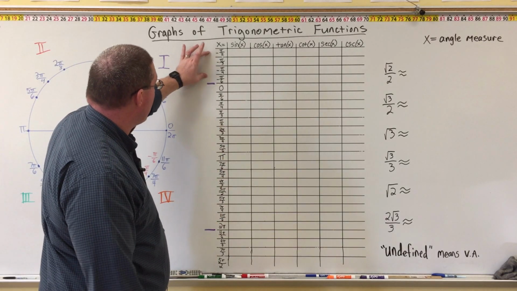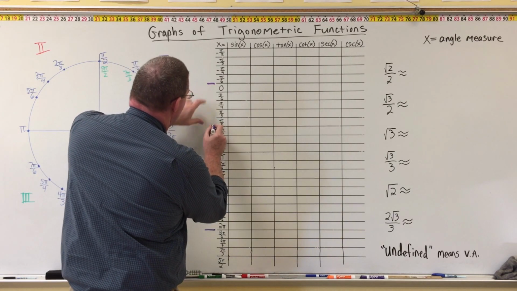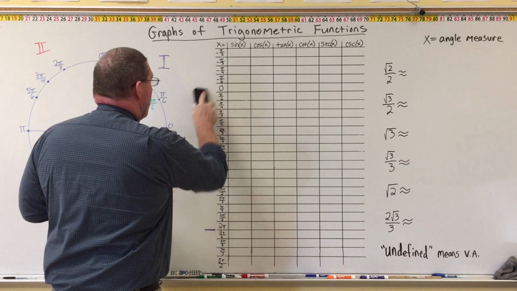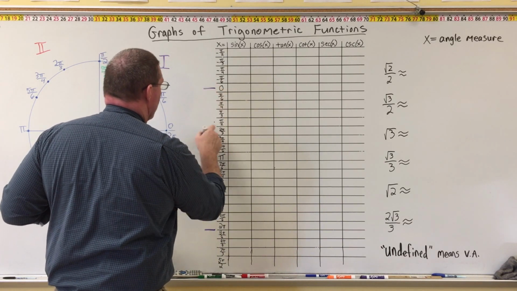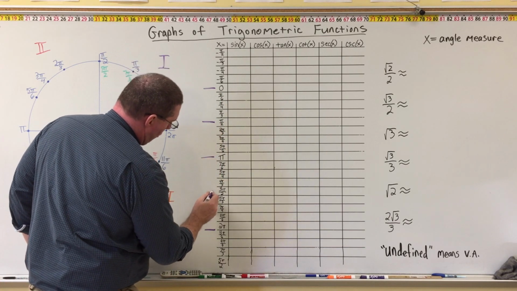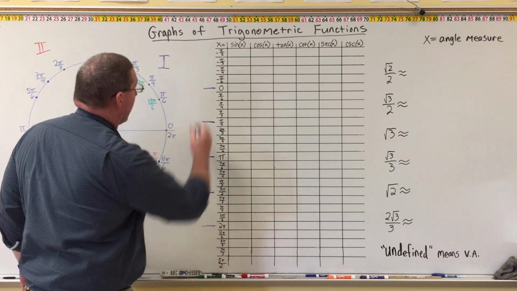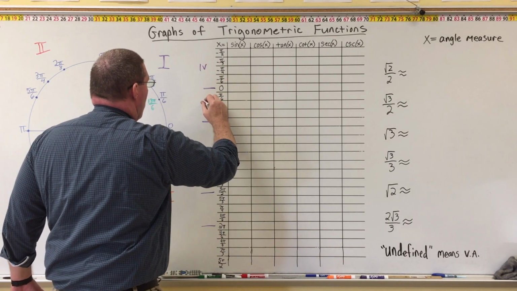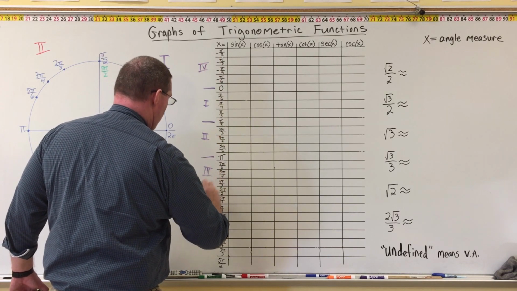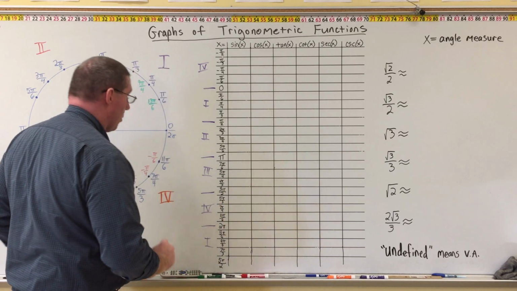So what we have here is this is going to be quadrant 4, then quadrant 1. Quadrant 4 goes to here, quadrant 1 goes to here, quadrant 2 to here, quadrant 3 to here, quadrant 4 to here, and then quadrant 1 again. So we'll go 4, 1, 2, 3, 4, and then quadrant 1 again.